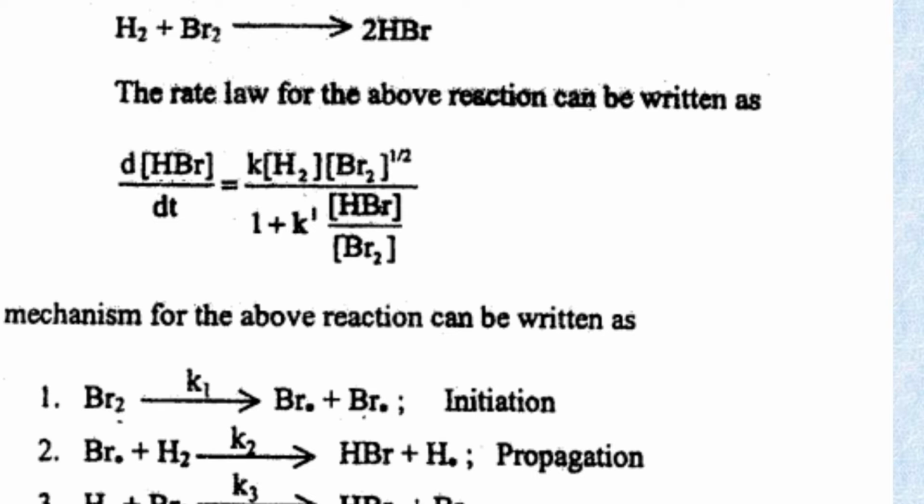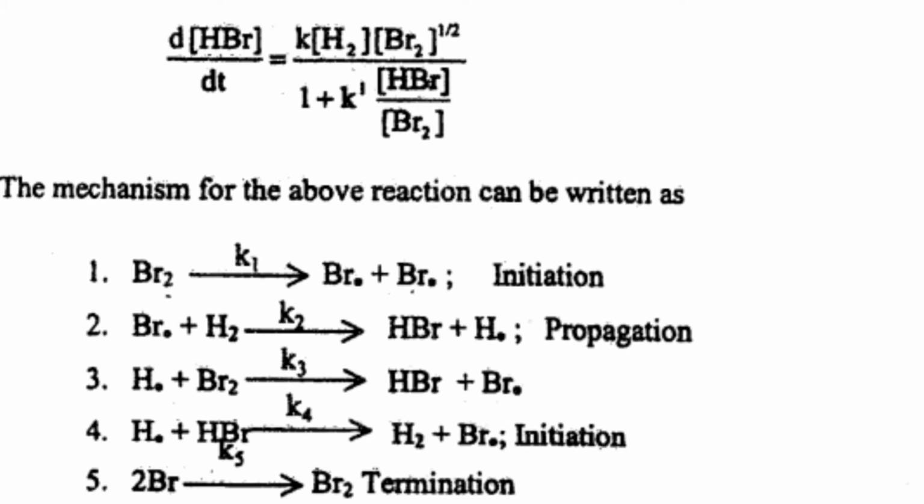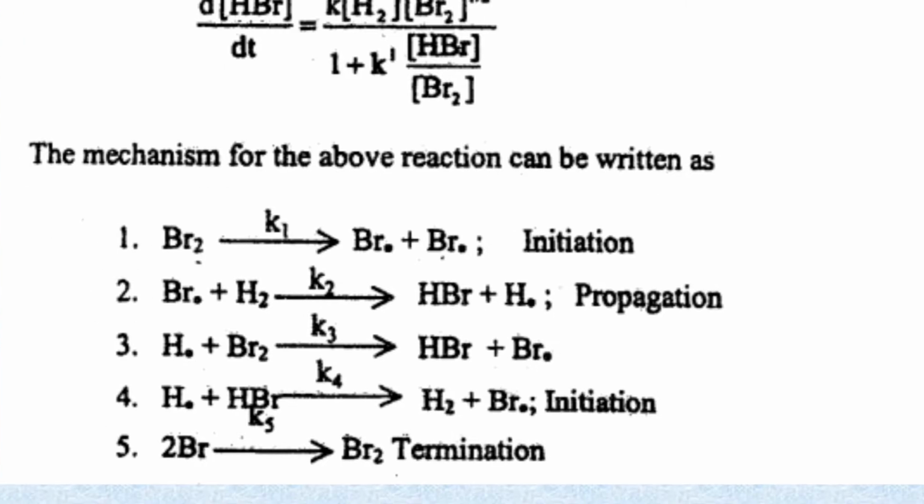Let us see the mechanism. The initiation step gives bromine radicals from the Br2 molecule. Its rate constant is k1. In the propagation step, a Br radical reacts with an H2 molecule to form HBr and an H radical. That is the propagation step. And one more propagation step is there: the hydrogen radical reacts with a Br2 molecule to form HBr and a Br radical.